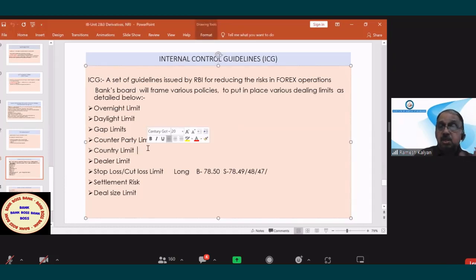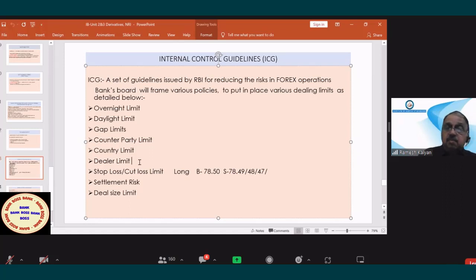Country limit, that's also credit risk. Maximum exposure I can take with Pakistan. What will happen if I do not get the money? I will lose the money. Credit risk. My credit will be totally gone. Credit risk. Dealer limit. Everything is risk only. But when you are analyzing, we have to go for the most pertinent.